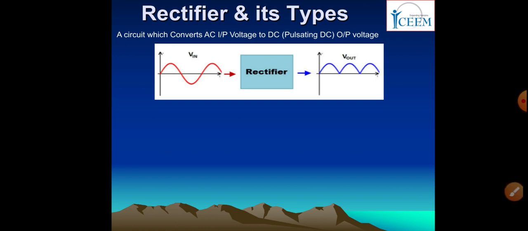Let us see the rectifier, the first block, or you can say the second block of the power supply. The first block is a transformer. There are two types: step up and step down. Step down means reducing the AC voltage and step up means increasing the AC output voltage across the secondary of the transformer. Okay, now what is a rectifier?